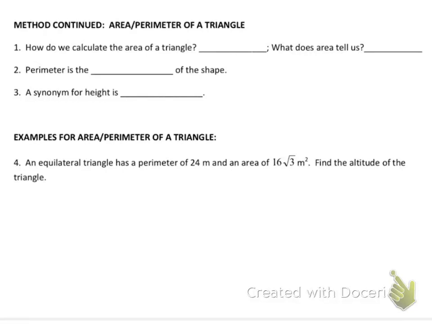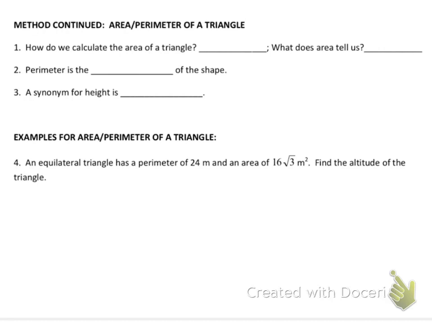Geotrig, day 4. We're going to continue with lesson 1. We're talking about area and perimeters of triangles, so we're still talking about those triangles. We talked about angles, and we talked about the types of triangles. Now we're going to talk about how do you find area, how do you find perimeter, all of those things.